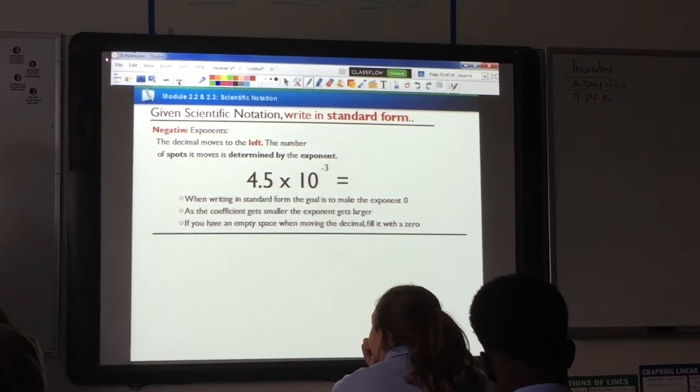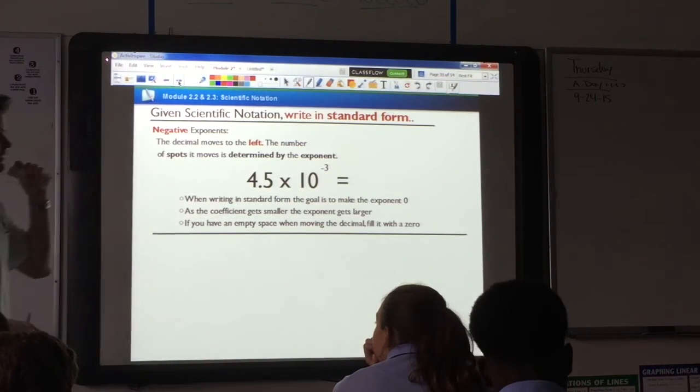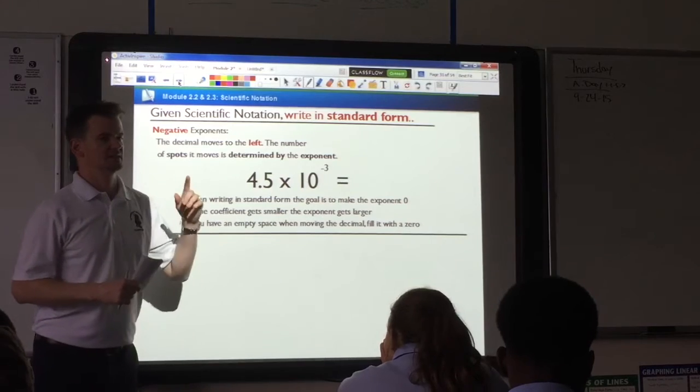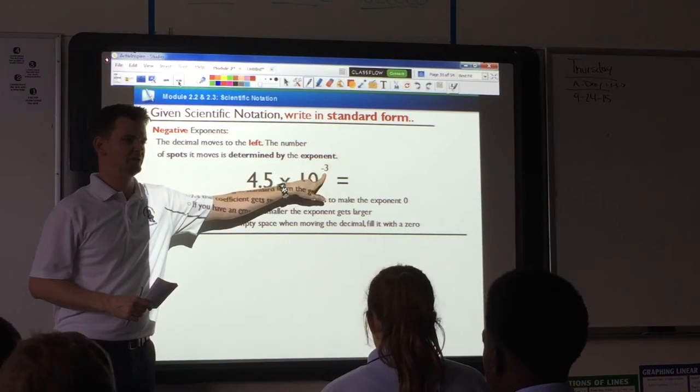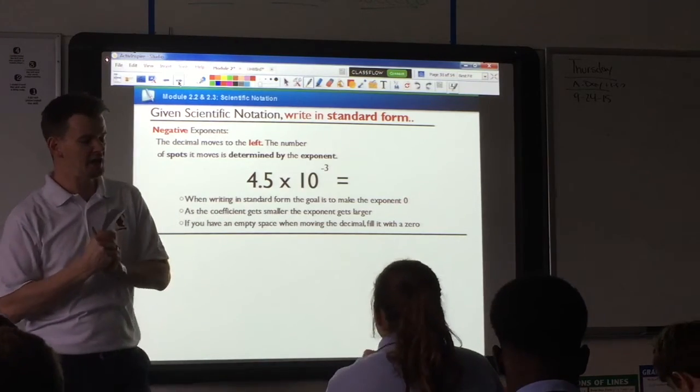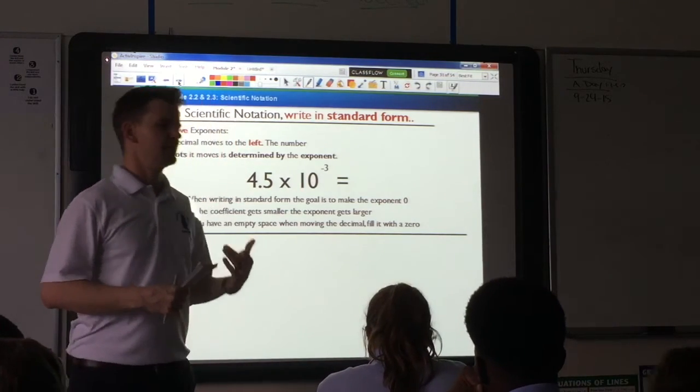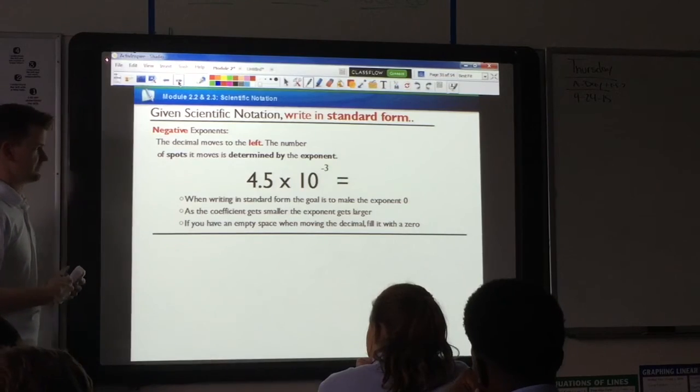Alright, so one last thing we can do. When we converted scientific to standard before, we had positive exponents. Now we have negative exponents. Same process, little different maneuver with the decimal.